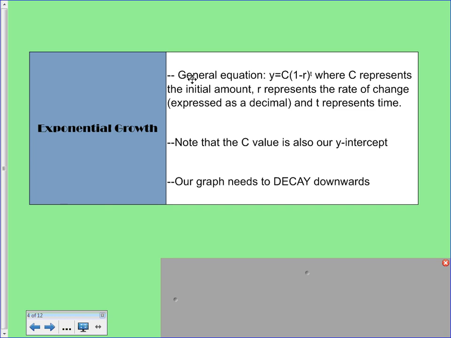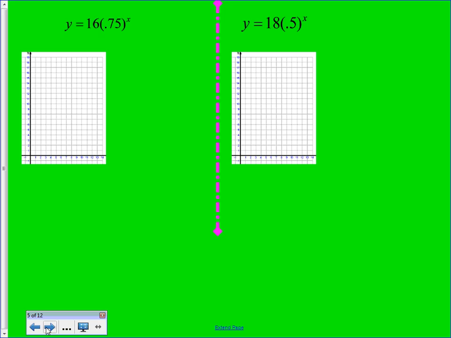This is the same as growth, except the difference is we're doing 1 minus r. Again, our c is our y-intercept, and our graph is going to have to decay downwards. So really similar to yesterday. Let's take a look at some of these decay equations.